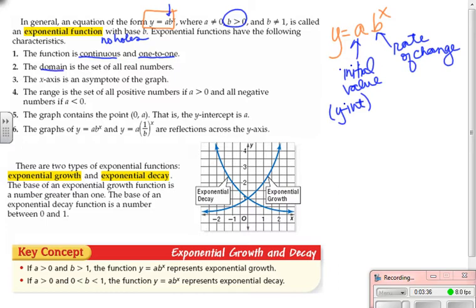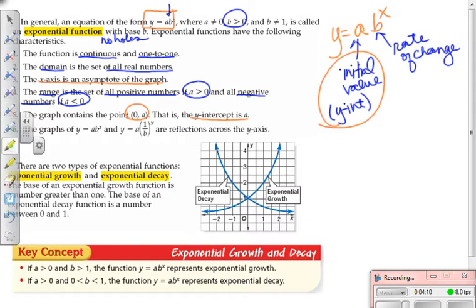The domain is always all real numbers. The range, I'm going to skip down here, is always positive numbers if a is greater than 0, and it's negative numbers if a is less than 0. And we'll look at some examples of that. We've already talked about the x-axis being an asymptote. The graph always contains this point (0, a), that's the y-intercept. That's what we talked about right here.